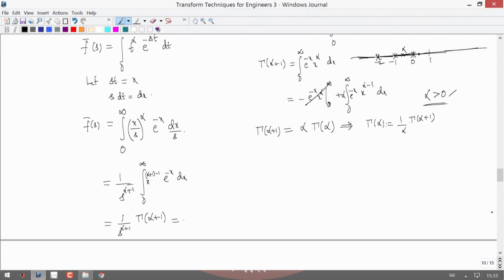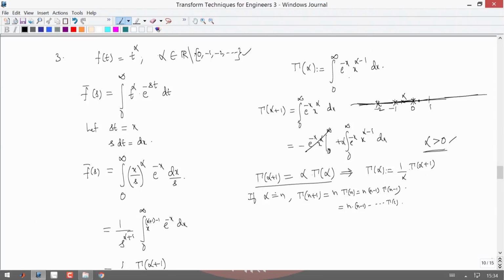Gamma of alpha plus 1: if alpha is an integer, one can easily see that you can go on using it. If alpha is equal to n, using this, gamma of n plus 1 will be n times gamma of n, again n into n minus 1 into gamma of n minus 1. If I keep using it recursively, what you end up with finally is n into n minus 1 and so on, finally gamma of 1. Gamma of 1 is with alpha equal to 1, the integral of e power minus x, which is actually 1. So you have n factorial.